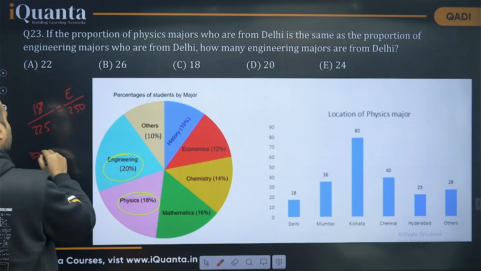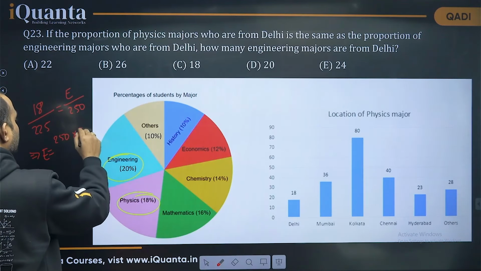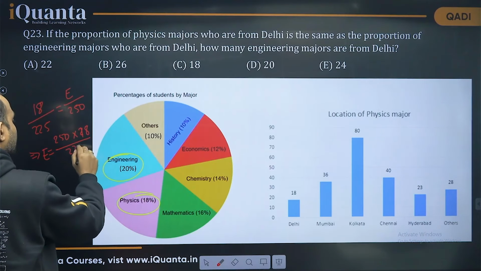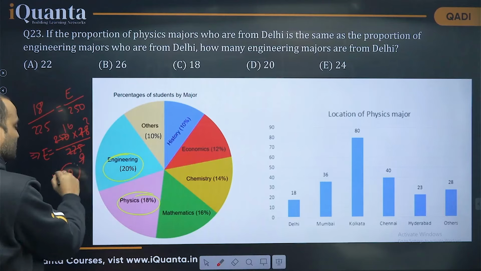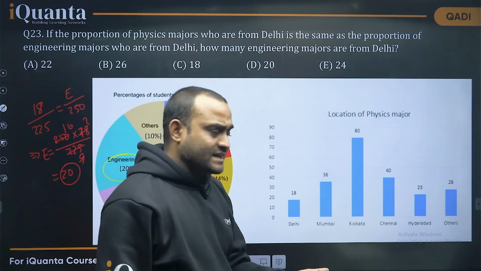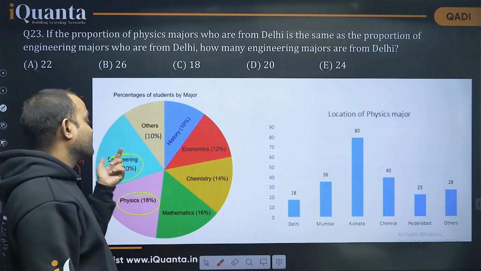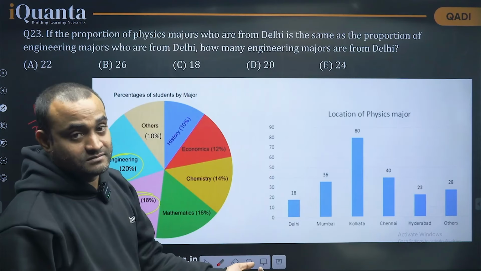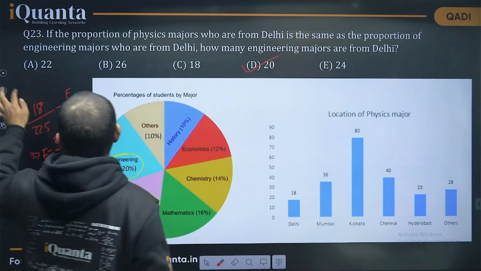This will be equal to, E will be equal to 250 into 18 upon 225. This is 9 times, this is 10 times, and this is 2 times. This will be equal to 20. Now you can also check it in this way, 18 out of 18%. So out of 20%, same proportion, it will be 20, same ratio, right? The answer is option D.